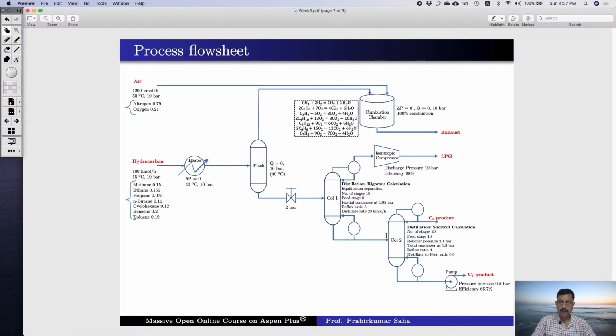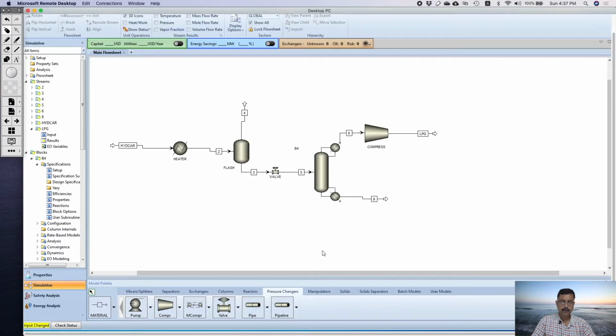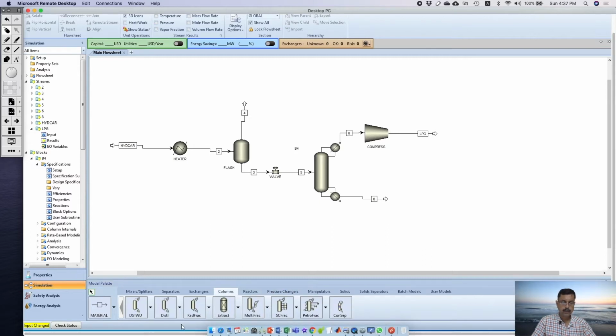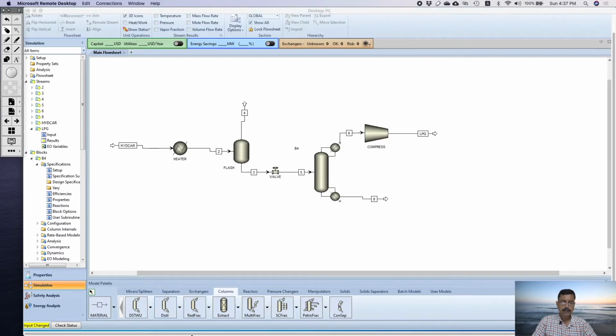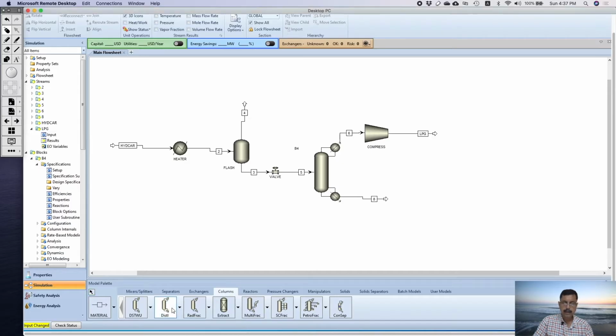Now we have to do something with this flow. It will go to column 2, and this column 2 is not rigorous calculation. We will do some shortcut calculation. So here, go back to the column. We won't use RadFrac, we will use Distl. In this Distl, we will use shortcut distillation using the Edmister method. So we'll bring it in over here.